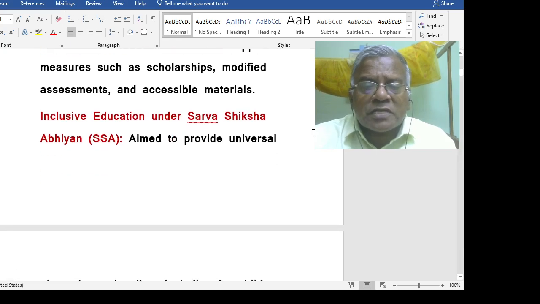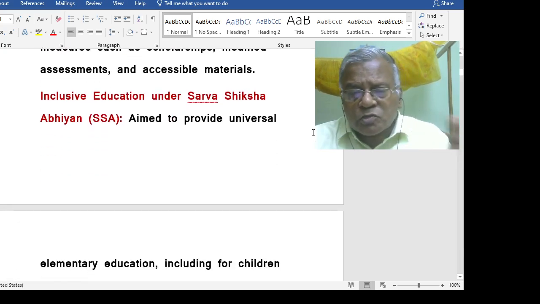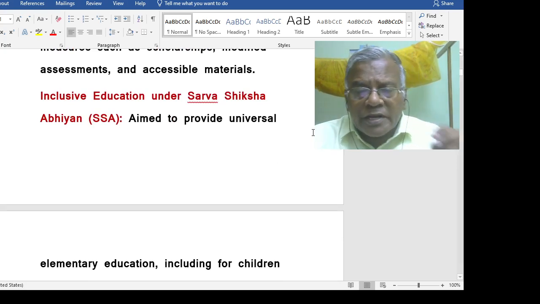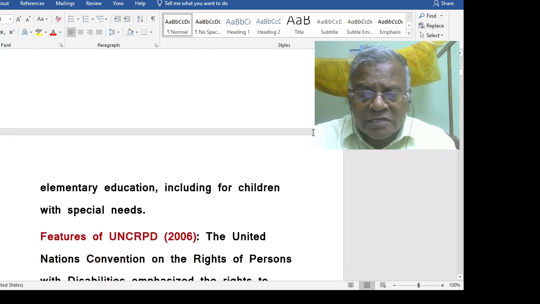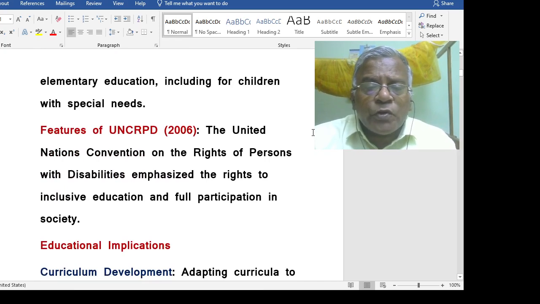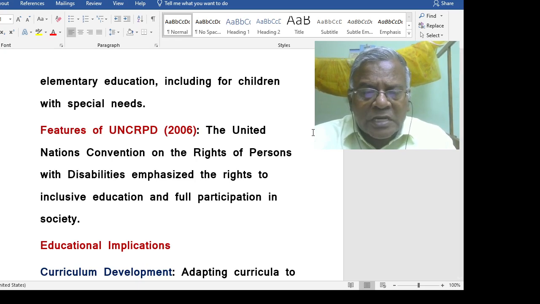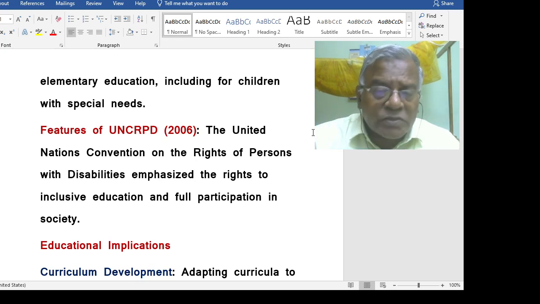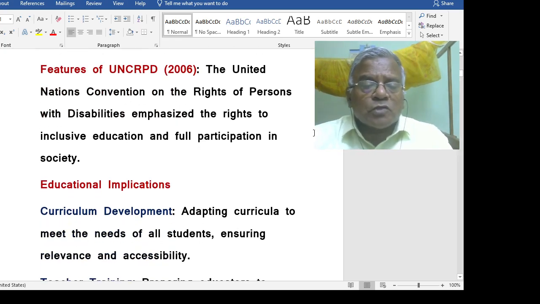Then the inclusive education and the Sarva Shiksha Abhiyan. SSA also spoke about inclusive education. How? It aimed to provide universal elementary education, including for children with special needs. What are the features of UNCRPD, that is the United Nations Convention on the Rights of Persons with Disabilities? This organization emphasized the rights to inclusive education and full participation in society.